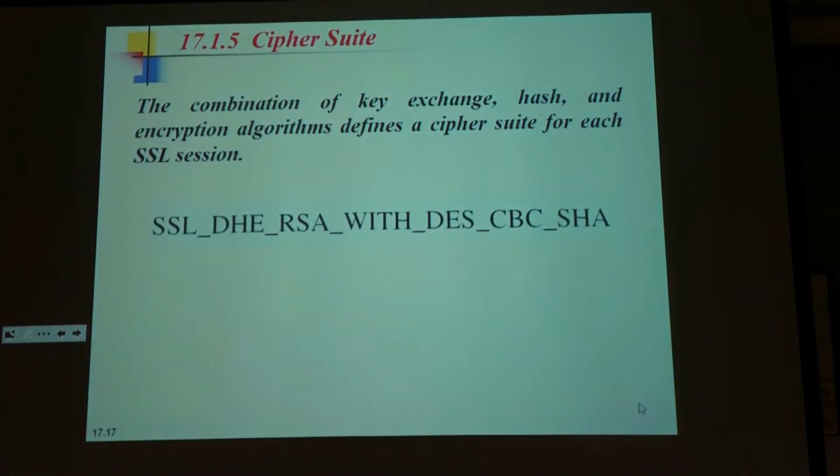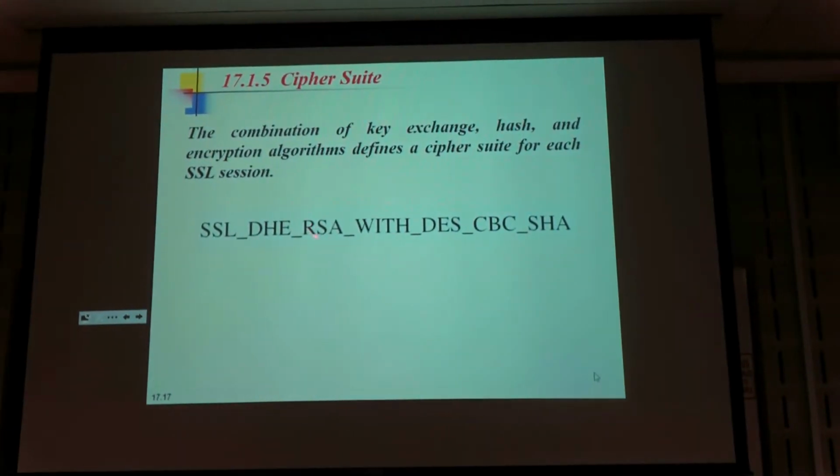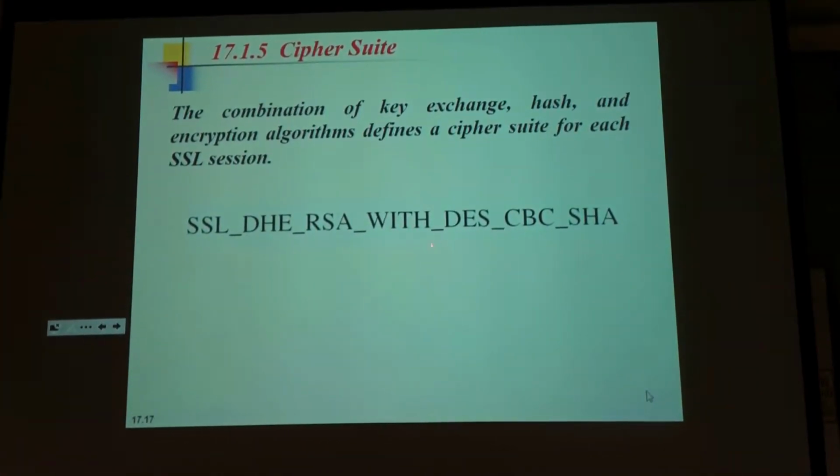About cipher suites: the combination of key exchange, hash and encryption algorithm defines a cipher suite for each SSL session. So there is a session, and there is a cipher suite. Which one are they going to use? For example, here it says SSL, it's going to use RSA with CBC chaining mode, and for hashing it will use SHA.